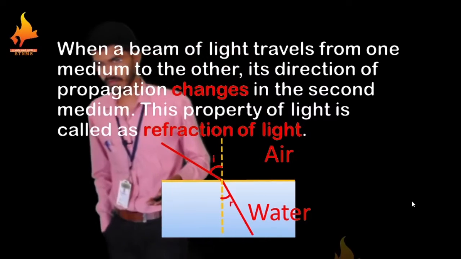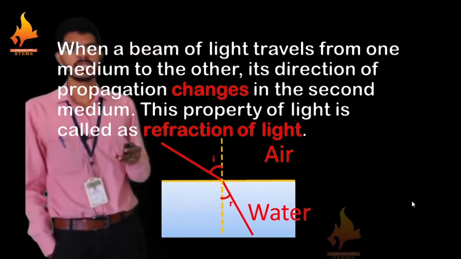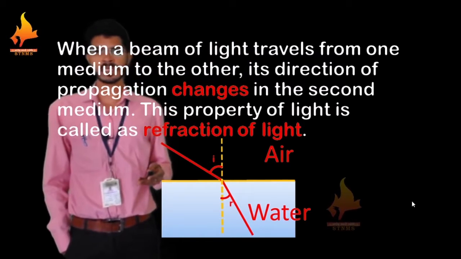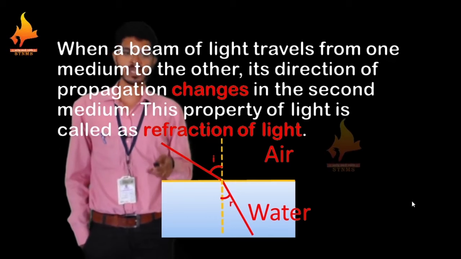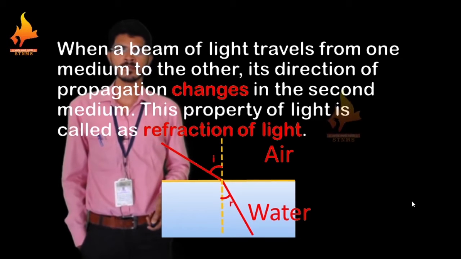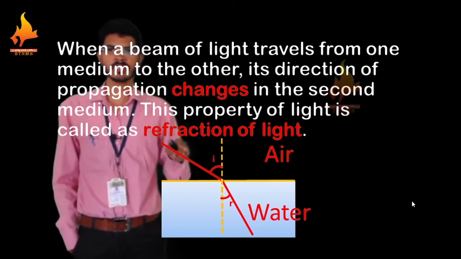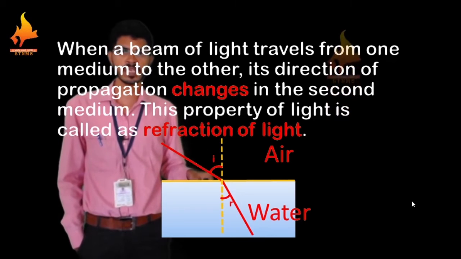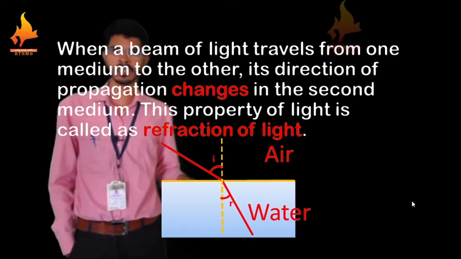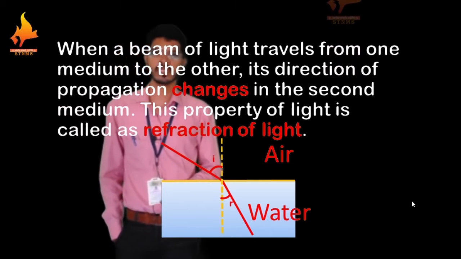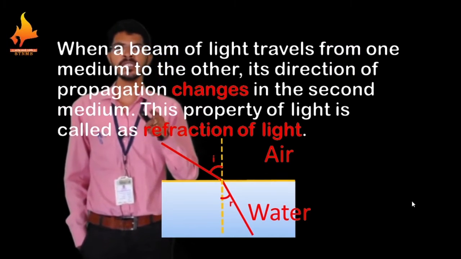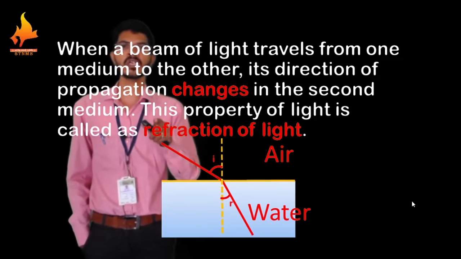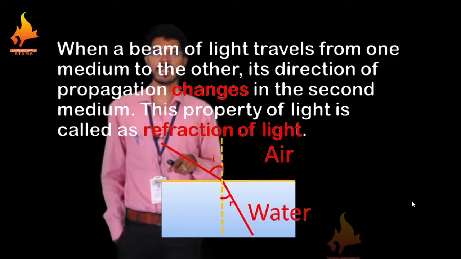Did you observe any change in the direction of its propagation? Yes, you might have observed that there is a change in the direction of its propagation. Do you think that the incident ray that you are able to see here is equal to the refracted ray that is there in the water? No, it is not. There is a difference, and this change in its path, we call the refraction of light.